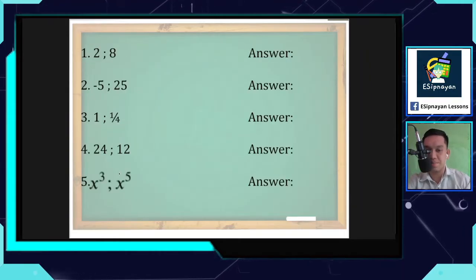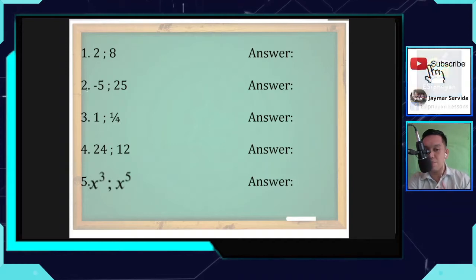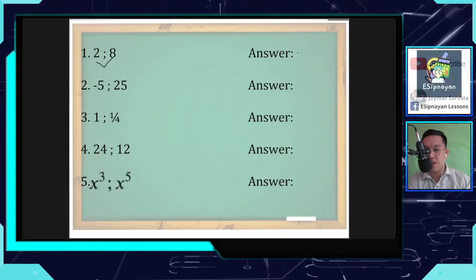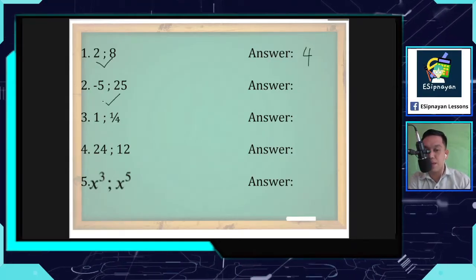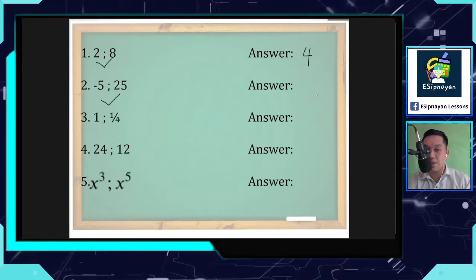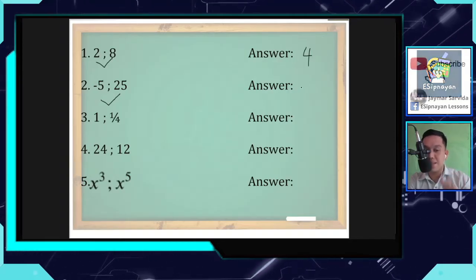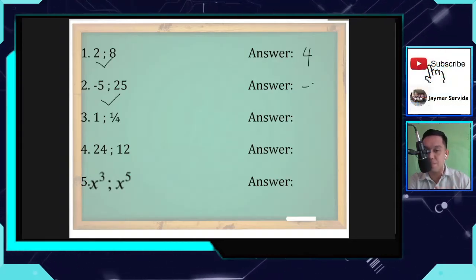Next. Okay, so, hanapin natin ang ratio nitong numbers 1 to 5. So, first, itong 8 at saka 2 muna. 8 divided by 2 is 4. Then, 25 divided by negative 5.